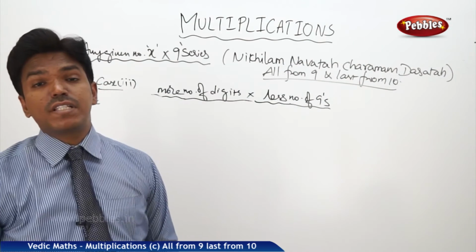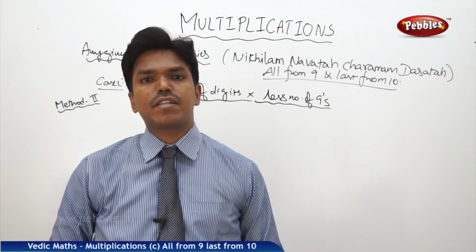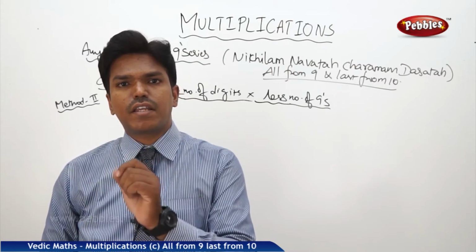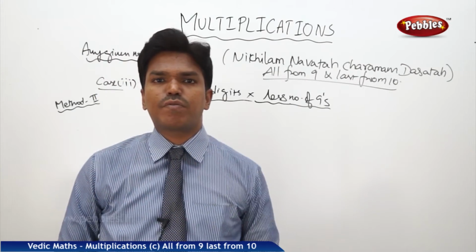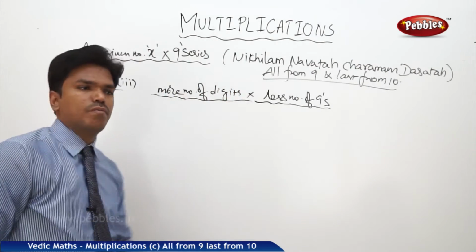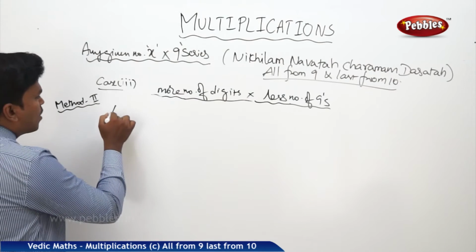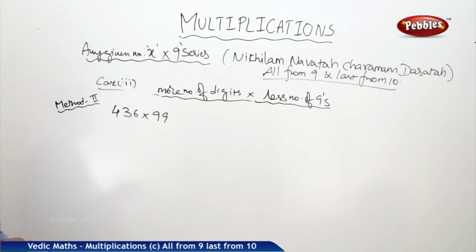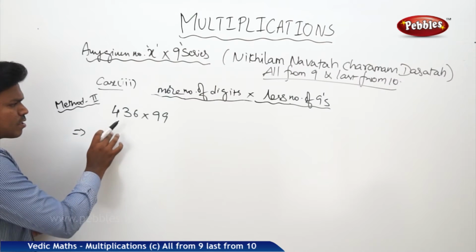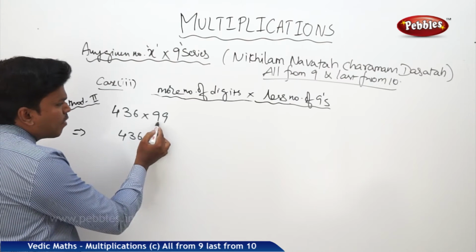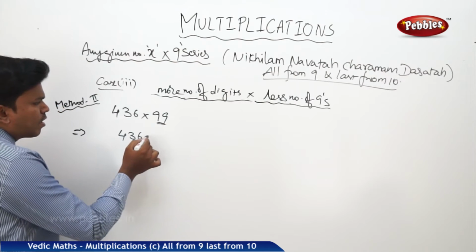Now we will see the second method in the last case of multiplication of series of 9s by any number, that is case 3, more number of digits into less number of 9s. Case 3, method 2. Now let us take the same example, 436 into 99. In method 2, it is a little tricky one, so please concentrate. Take the number as it is, 436. Now you tell me how many 9s are there?